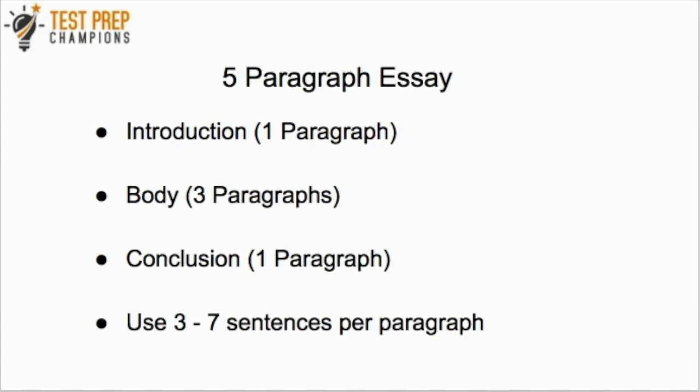So first, let's start off by reviewing the 5-paragraph essay format. Now, to get a perfect score or even a high score, you need to know how to use this format. You start off by writing an introductory paragraph. Next, you're going to write 3 body paragraphs, and you're going to end with a conclusion. Now you want to aim to use between 3 to 7 sentences per paragraph.